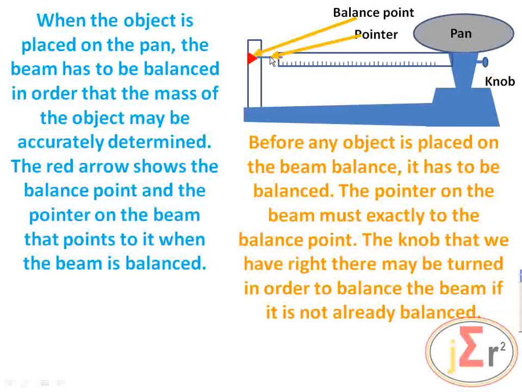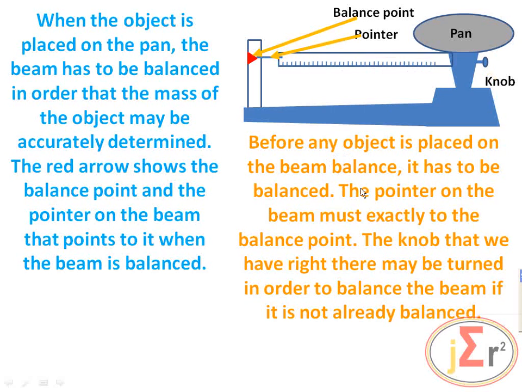So this is a pointer on the beam. For the beam to be balanced, it must be pointing to the balance point. The knob that we have right there may be turned in order to balance the beam if it is not already balanced. So when you are going to measure the mass of something, what do you do first? You ensure that the beam is balanced.